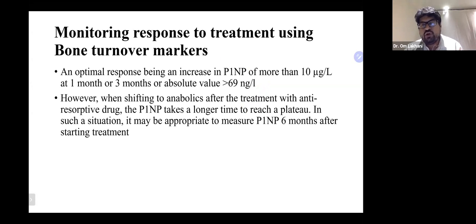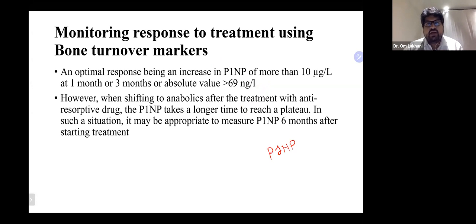You can, of course, and now we have bone turnover markers. So again, endocrinologists listening to this will find this useful. This is a similar protocol to what we use in clinical practice. What we do is we first measure the P1NP before starting the treatment.